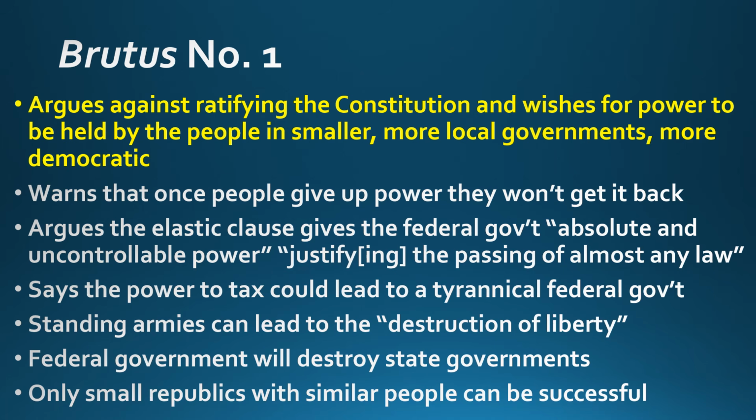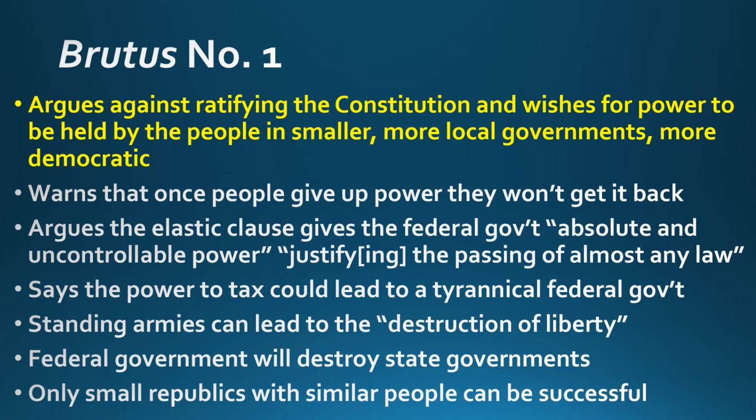He's not exactly right because it hasn't allowed them to do anything. Remember, the necessary and proper clause has to be related to Congress's explicit or expressed powers. So they are able to make additional laws, but they do have to be linked to the express powers of Congress. He says the power to tax could lead to a tyrannical federal government. Standing armies could lead to the destruction of liberty, so he opposes both of those powers.